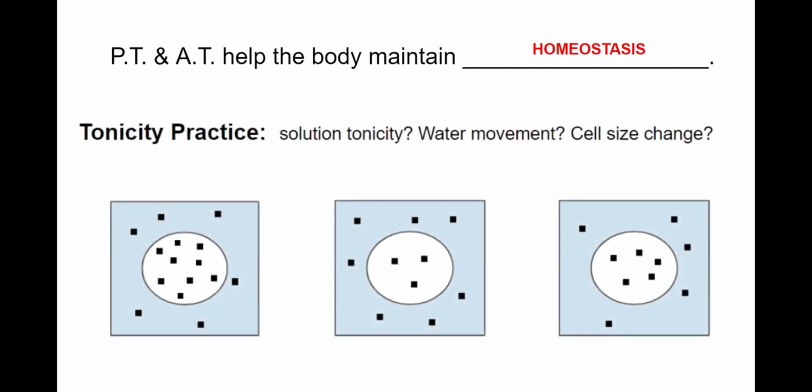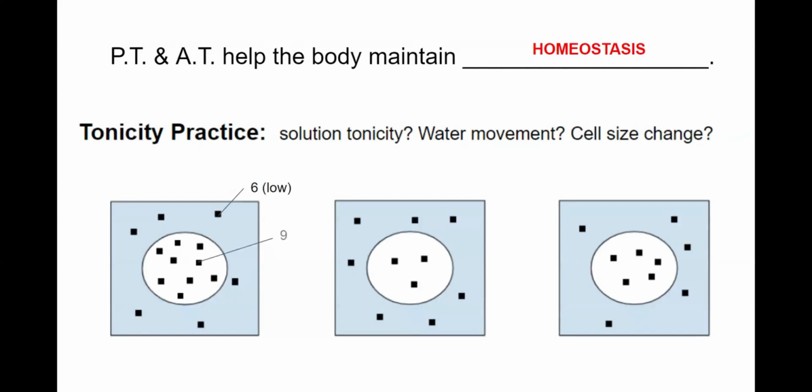Let's practice some tonicity. With these problems, if you follow this step by step, you are going to get them right each time, but you've got to follow the step by step. All right. So the first thing that we always do in a tonicity problem is we count. We count the outside, then we count the inside. So let's do that with this first one. We count the outside, count the inside.